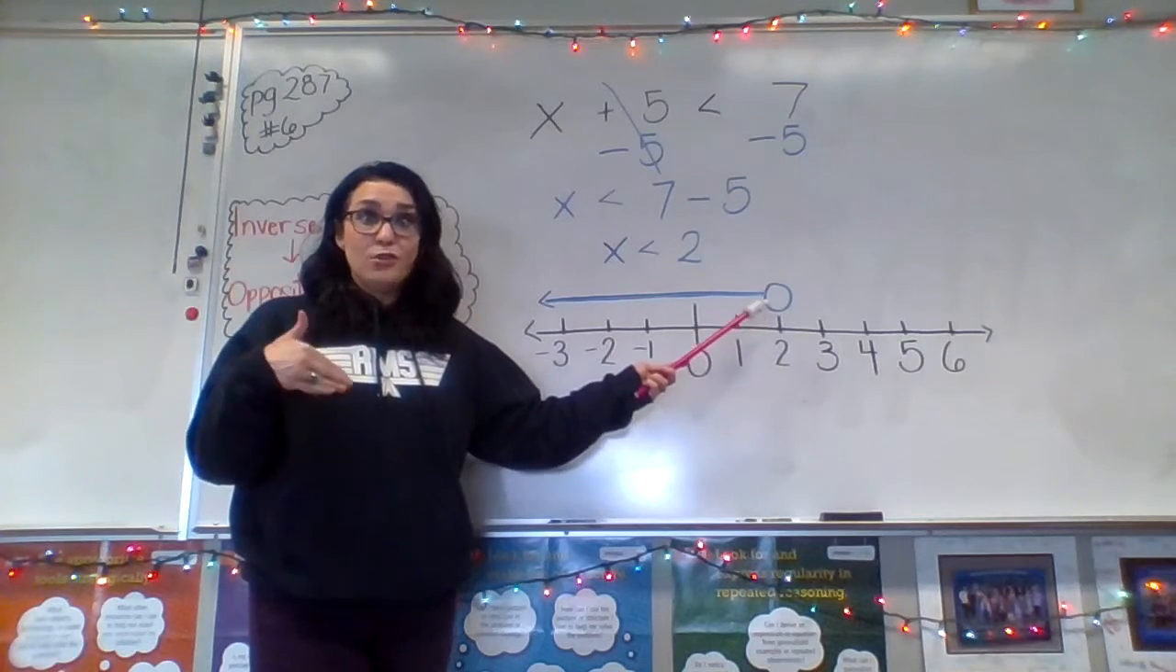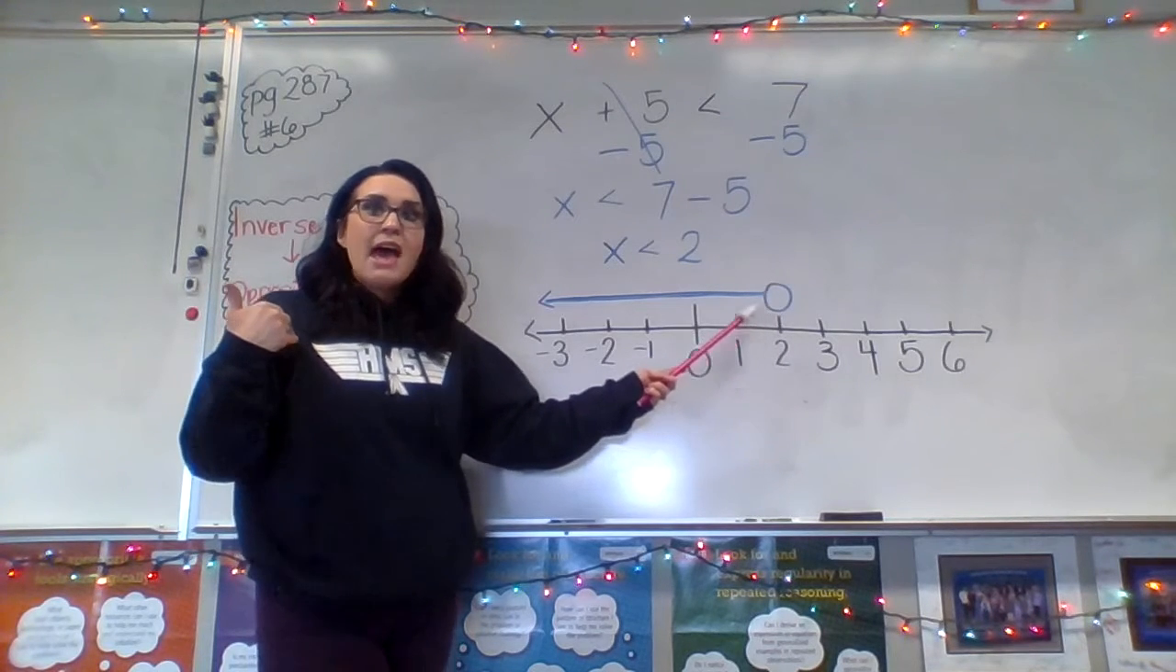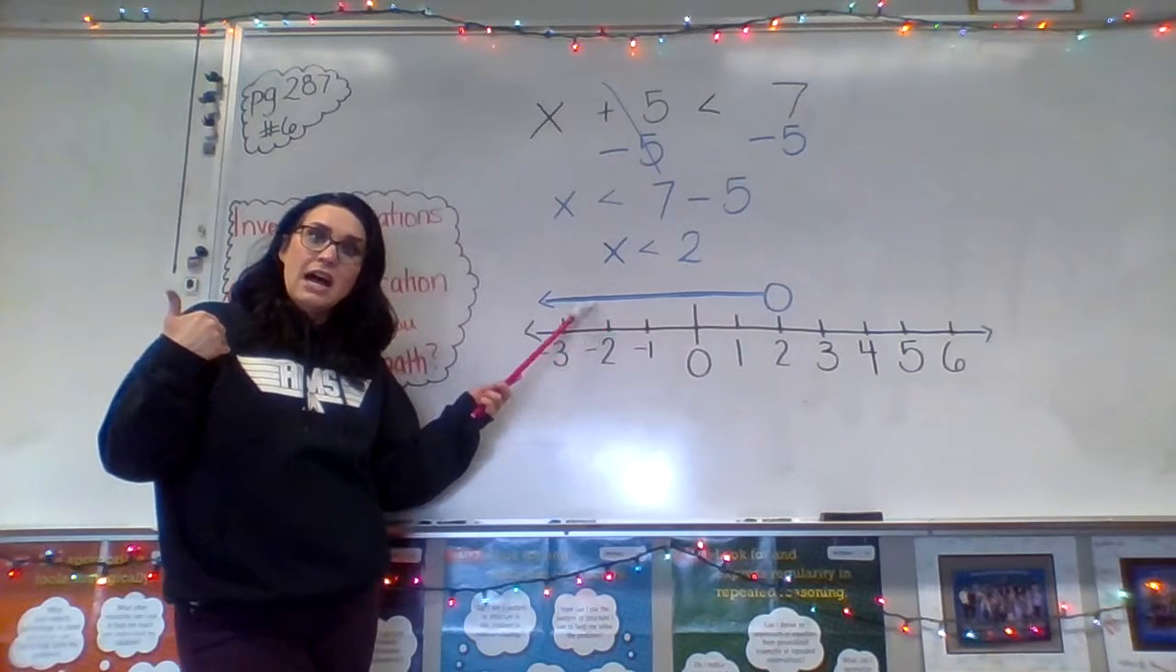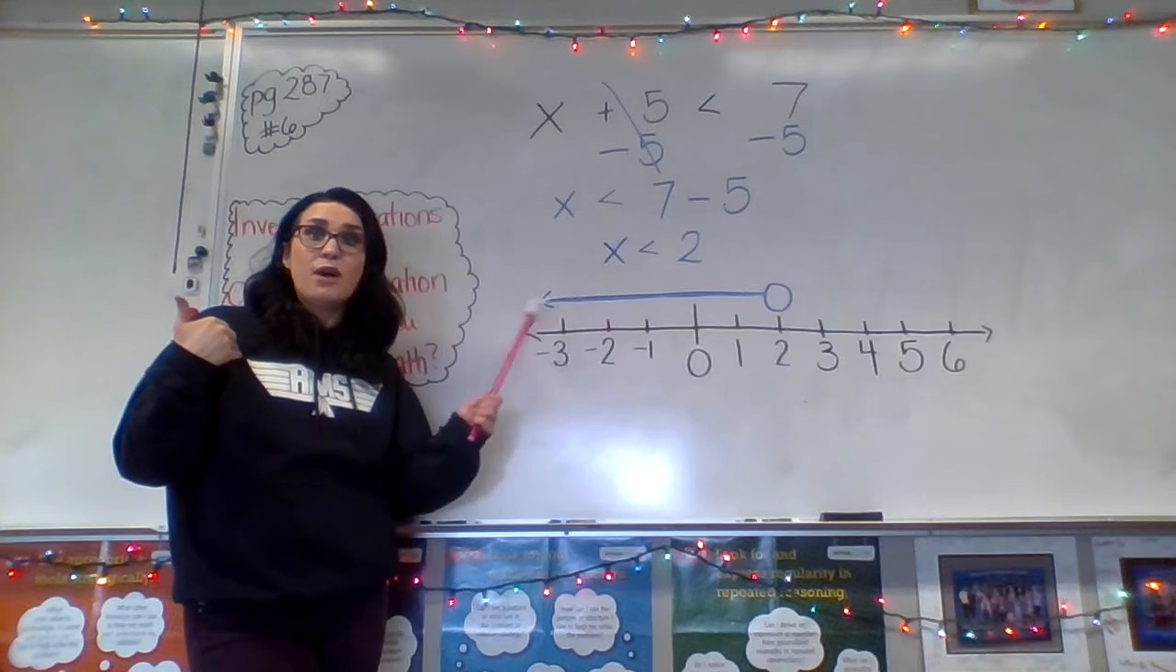X is not 2, right? X needs to be tinier than 2. That's why, again, that circle is open. And then notice that this blue line on our graph is pointing away from 2 towards all of the numbers that are smaller than 2.